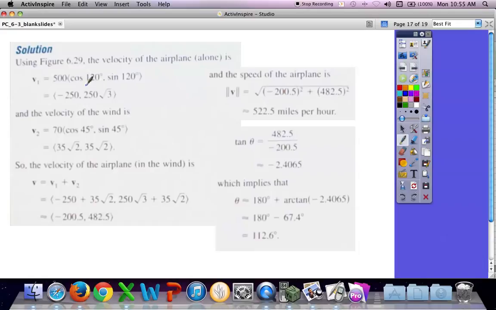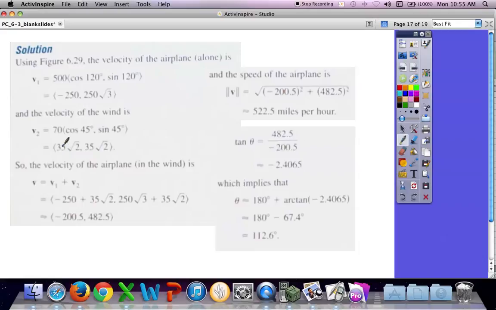And we know 120, that would have been negative 1/2. So negative 1/2 times 500 is negative 250. And the sine of 120 is positive root 3 over 2. So that's where you get the 500 over 2 is 250 and the square root of 3. So there's the component form of the plane. Then we do the same thing with the wind, 70, speed of the wind, cosine of 45, sine of 45. And we get these two components.